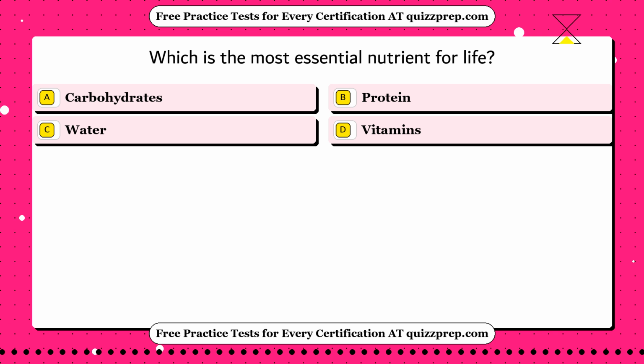Option A, carbohydrates. Option B, protein. Option C, water. Option D, vitamins.